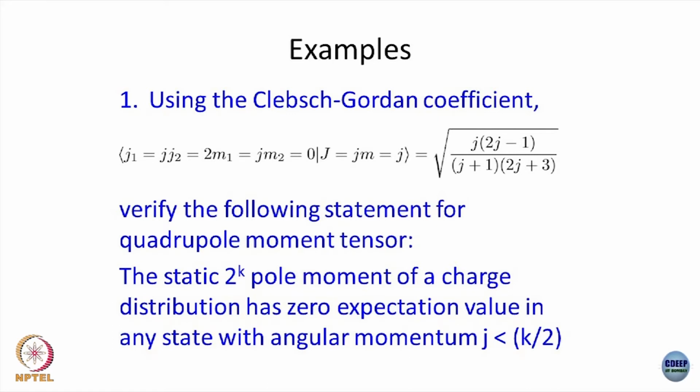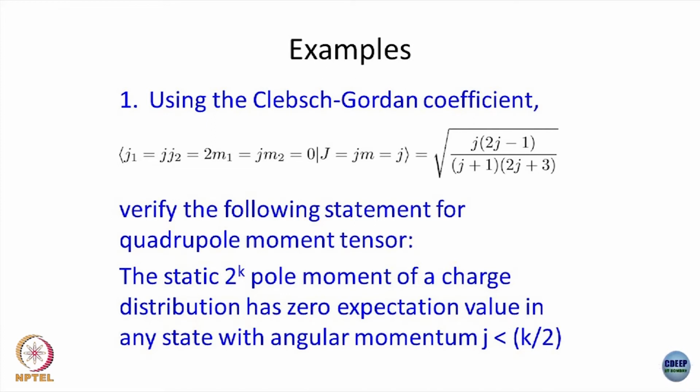So, you have to verify that the static 2k pole moment of a charge distribution has 0 expectation value in any state with angular momentum j less than k by 2. How many of you have already verified this? So, what is to be done here? You have to find the expectation value. So, let us do the same quadrupole moment tensor which we did here.